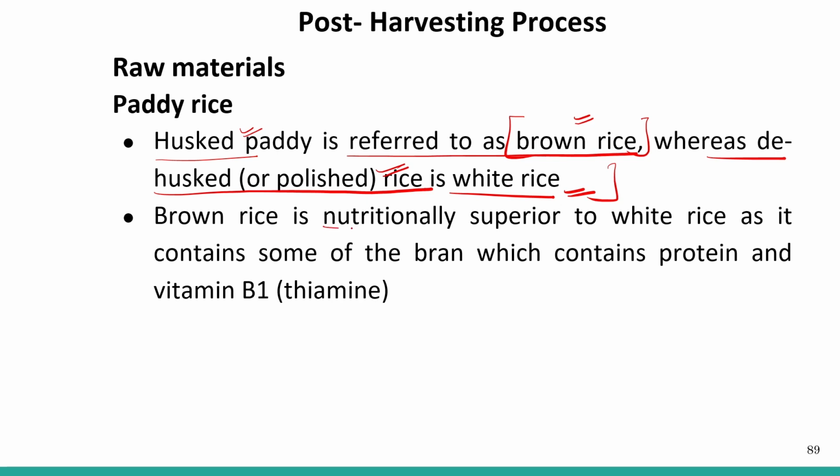So brown rice is nutritionally superior to white rice as it contains some of the bran which contains protein and vitamin B1 thiamine. So if we are considering the nutrition of the rice, then brown rice is preferred because it has bran which contains some protein as well as vitamin B1, that is thiamine. So when you remove this husked part, then the rice becomes white rice. Okay, then we can also call it polished rice or dehusked rice.